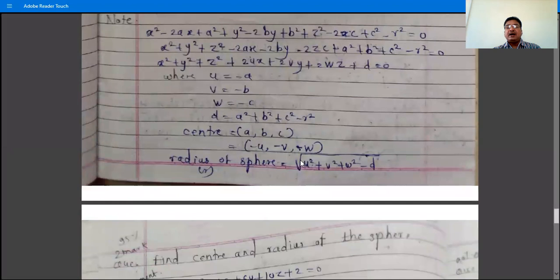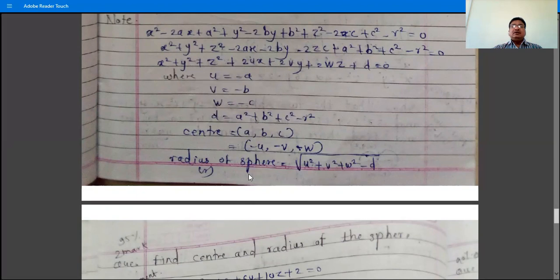So what is the value of r? If you find r from this equation, if we shift the r square to the LHS and d to the RHS, then r square is a square plus b square plus c square minus d. And therefore, what is the value of r? r is root of a square plus b square plus c square minus d. But a is minus u, so its square is u square, b is minus v, its square is v square, c is minus w, so its square is w square, minus d.